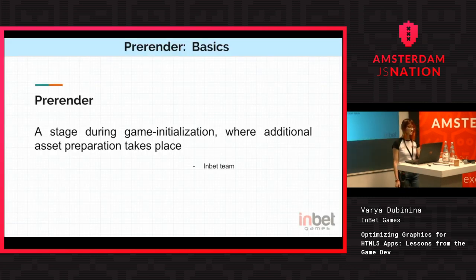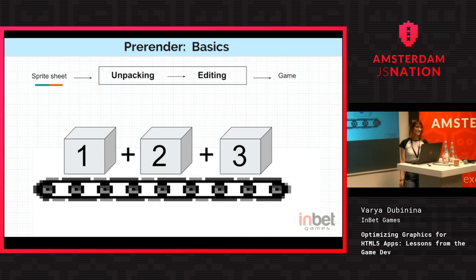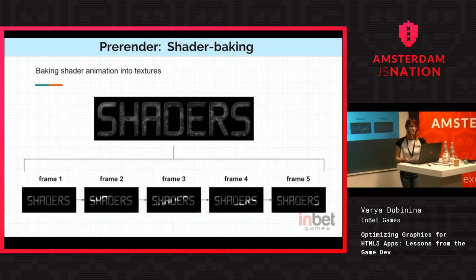We have created an extra stage during game initialization, which we called pre-render. Now, I know that term is often used for different operations, but it fits here perfectly, so we've kept the name. Pre-render allows us to unpack and edit graphical assets that the application will then use. The process is similar to that of the conveyor with the chain of events, the chain of actions applied consecutively to the textures from your sprite sheet. So during this pre-render phase, we can actually take our shader animations and bake them into consecutive textures. So this allows us to avoid the GPU strain during the game, but also keep the small amount of assets that need to be downloaded, because obviously we can generate all the needed assets on the spot.